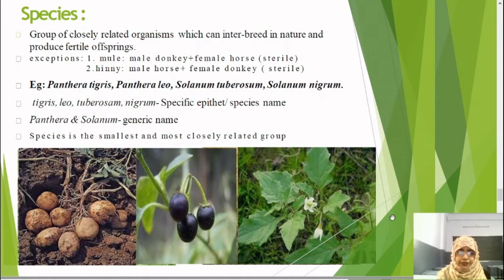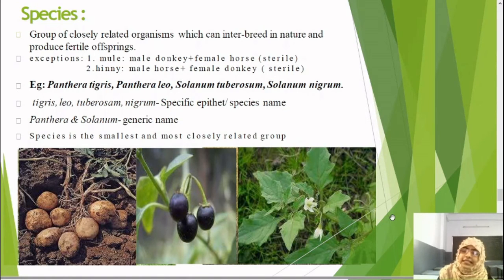Okay. So what is the definition? A group of closely related organisms which can interbreed in nature and produce fertile offspring. What do you mean? The simple meaning of this definition is closely related, meaning very closely related. You can compare them and only a few differences can be identified. A basic example of this I can give you is twins. Twins are almost the same, but you have very slight differences among them. So these are closely related organisms which can interbreed in nature.